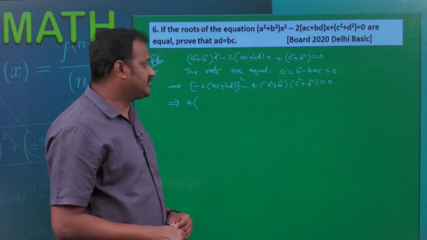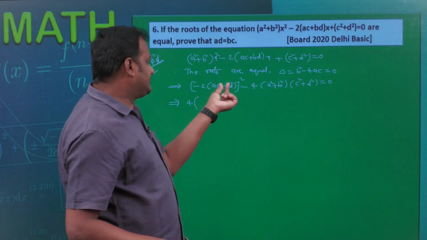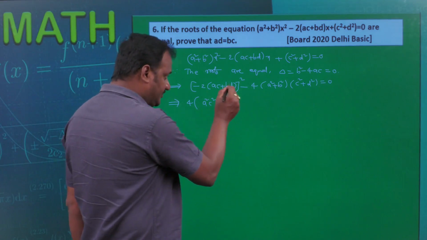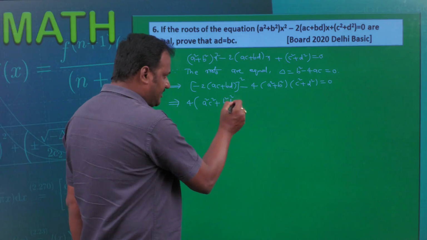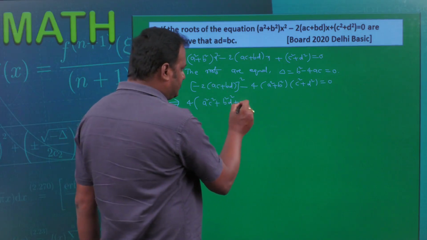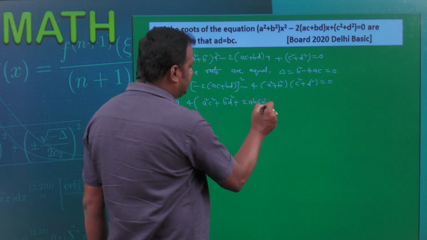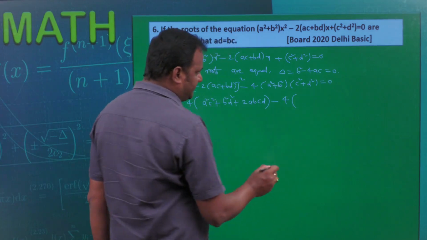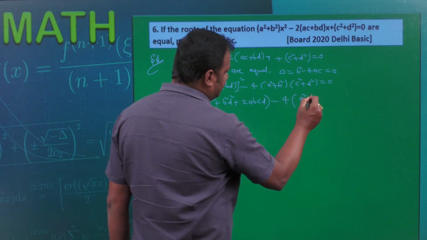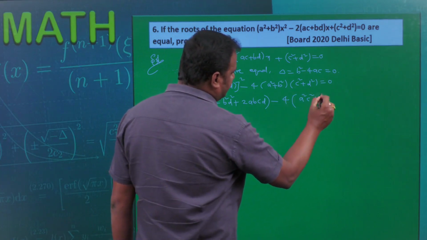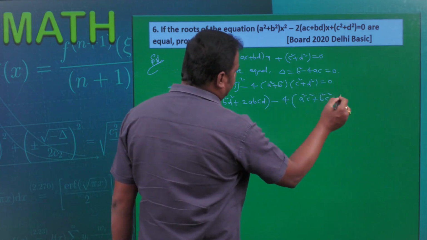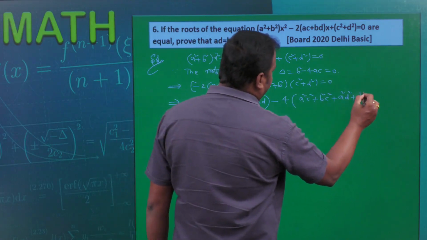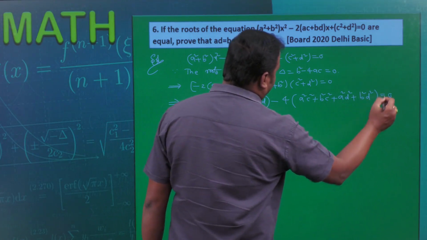It is in the form of (a plus b) whole square, so a square plus b square plus 2ab. A square means a square c square, b square means b square d square, plus 2ab, that is 2 into ac into bd, which is 2abcd. Minus 4 times, again you multiply both of them. A square into c square is a square c square. B square into c square is b square c square. A square into d square is a square d square, plus b square into d square is b square d square, is equal to 0.